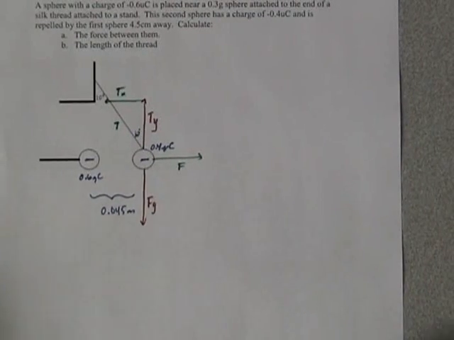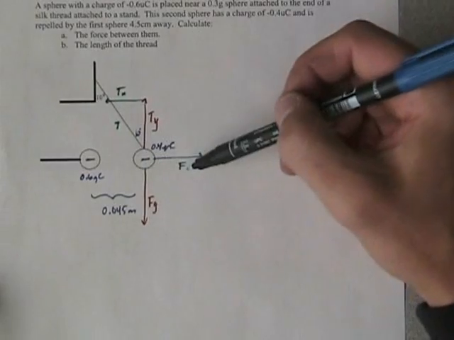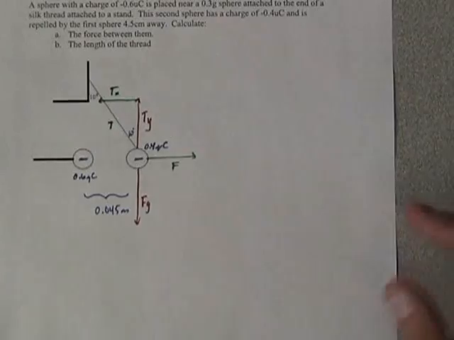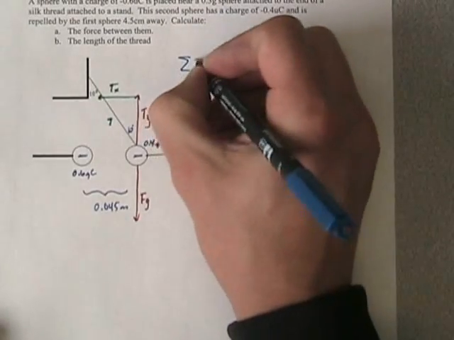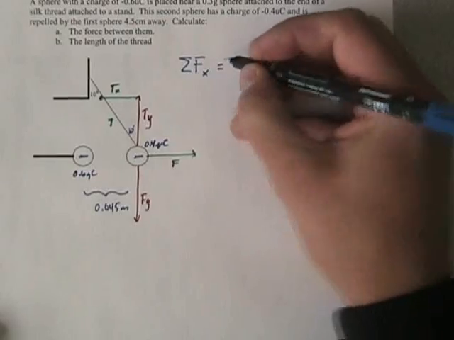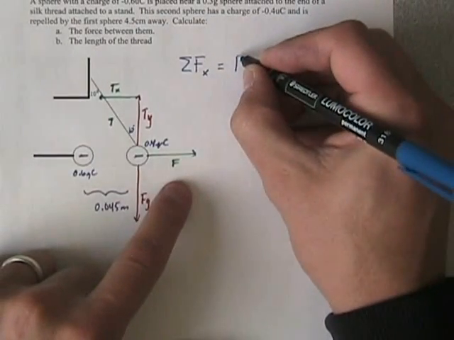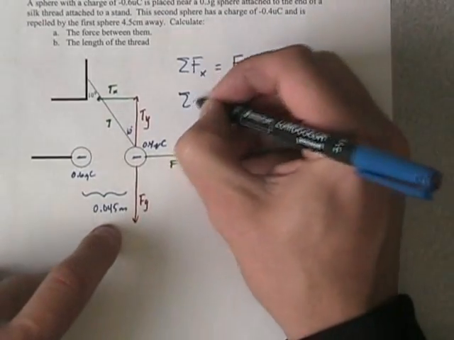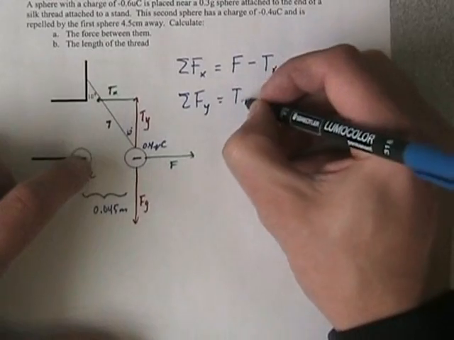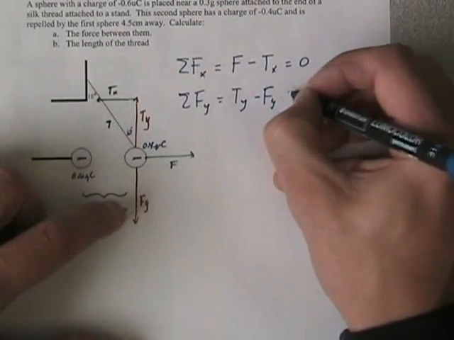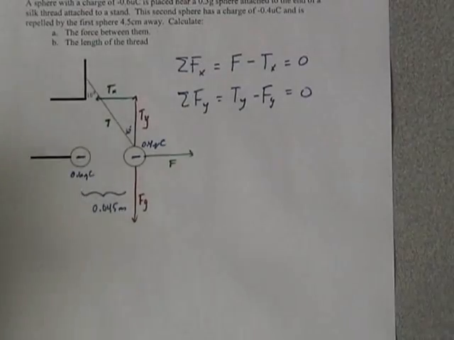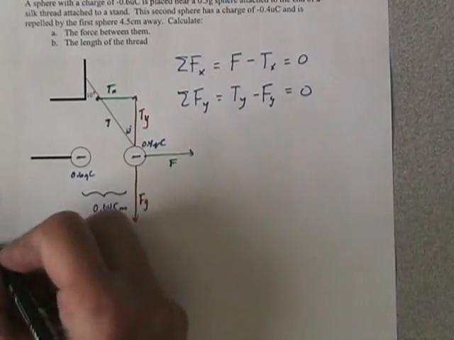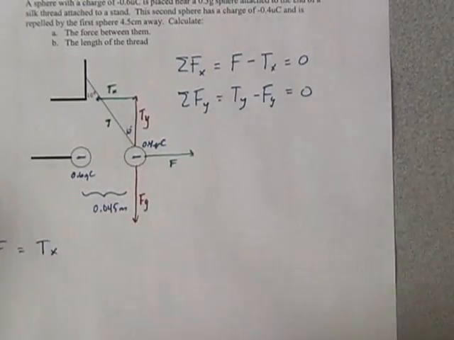I've got my colors in there, and the first thing I'm going to do is figure out the force, and then the second thing I'm going to do is figure out the length of this thread. So let's see here. I know that my sum of my forces in the x direction has to be equal to 0, which means that my force minus my tension in the x direction has to be equal to 0. And I know that my sum of my forces in my y direction also have to be 0. So tension in the y, subtract force due to gravity, equals 0. So I'll start off with my sum of fx's. I'm just going to set these two things equal to each other. Force equals tension in the x direction.